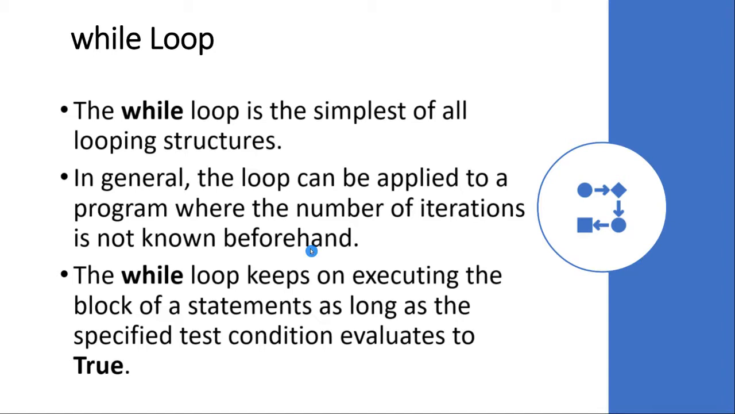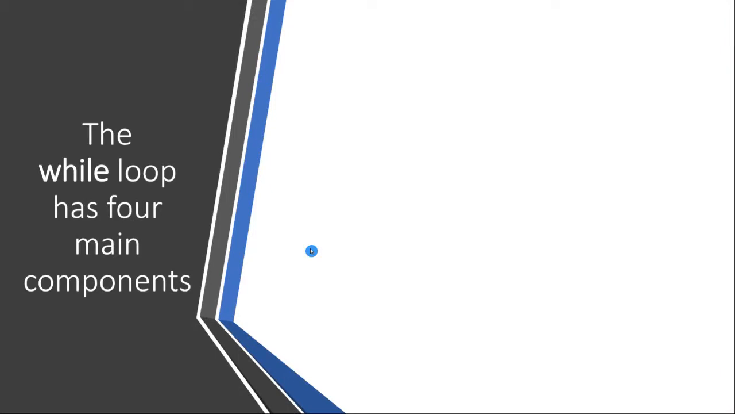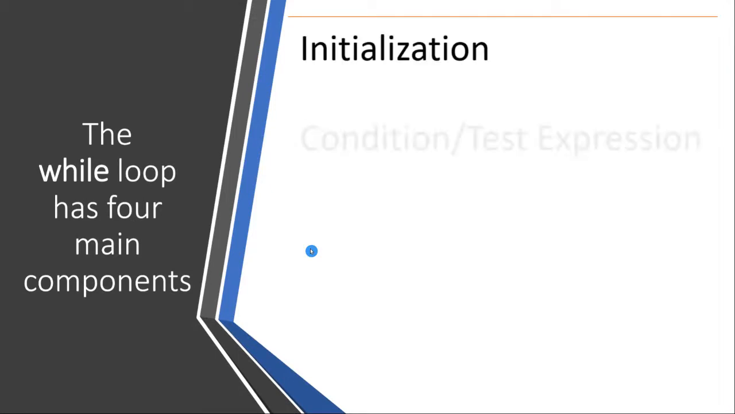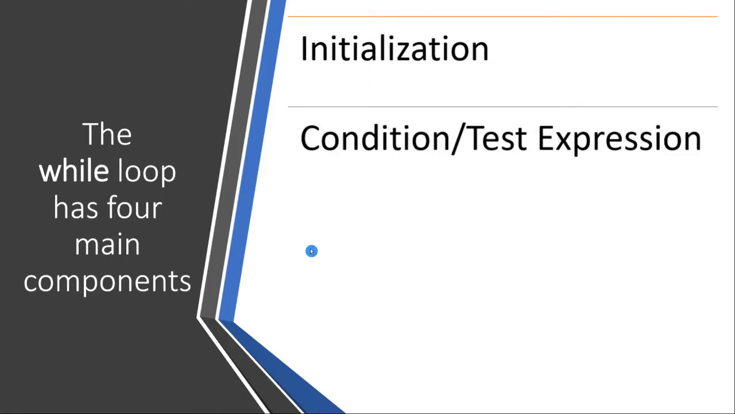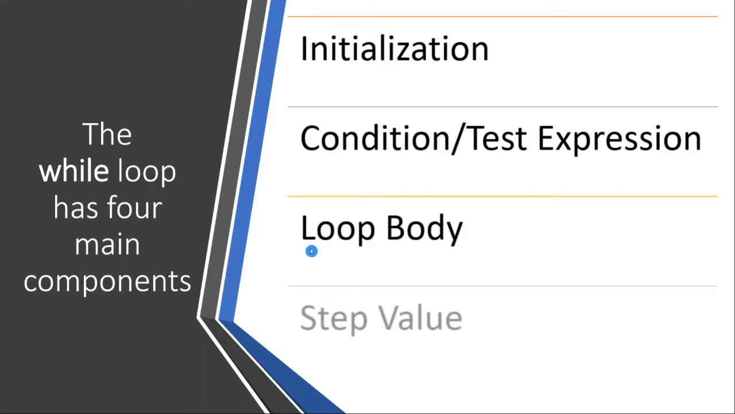Okay, let us start with the components of the while loop. There are 4 main components in a while loop: initialization, condition or test expression, loop body, and step value. When comparing to the for loop, initialization, test condition and loop body are common. Only the step value is new for the while loop. Let me explain all these one by one.